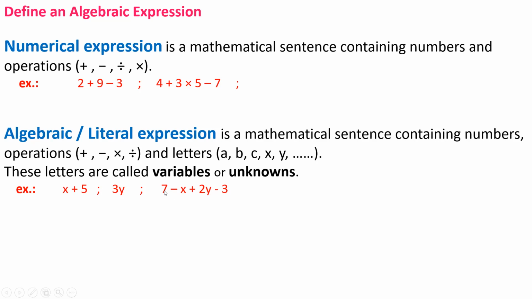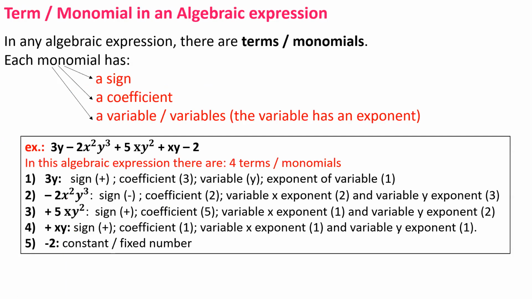Another expression, 7 minus x plus 2y minus 3. We have the numbers 7 and 3. We have the operations minus and plus. We have the variables x and y. That's why we call it an algebraic expression. A term or a monomial in an algebraic expression. In each algebraic expression, so in any algebraic expression, there are terms or monomials.